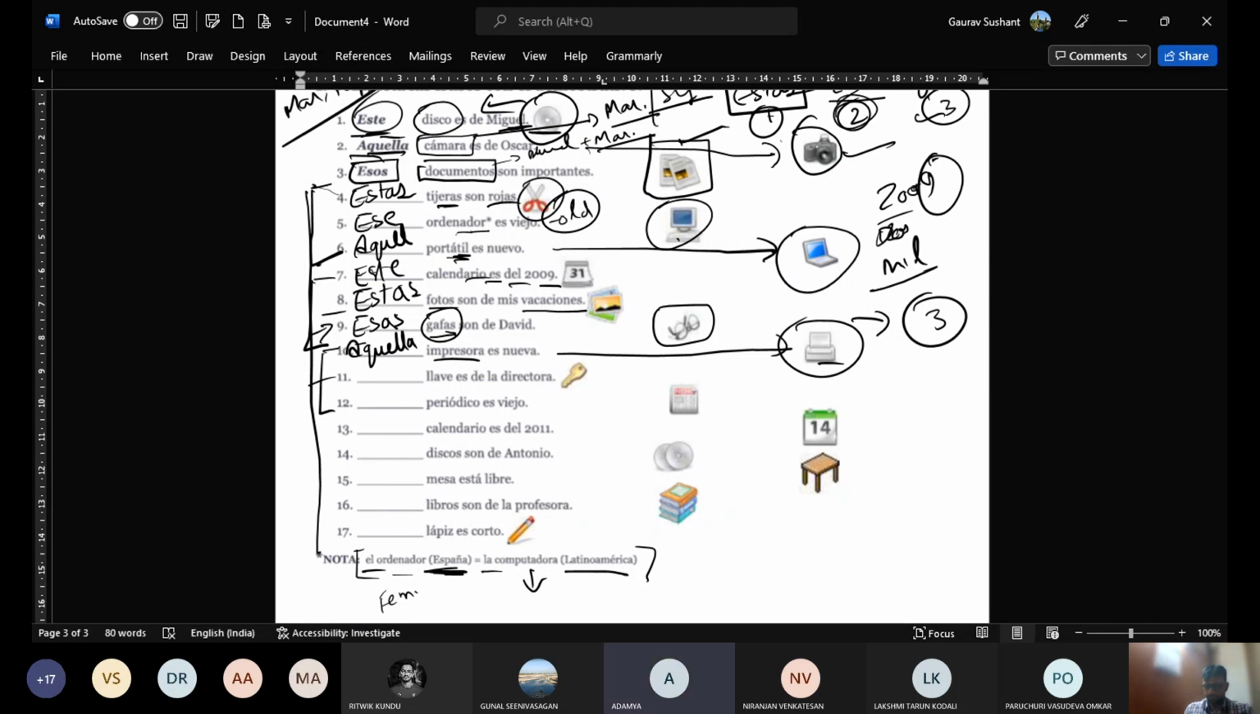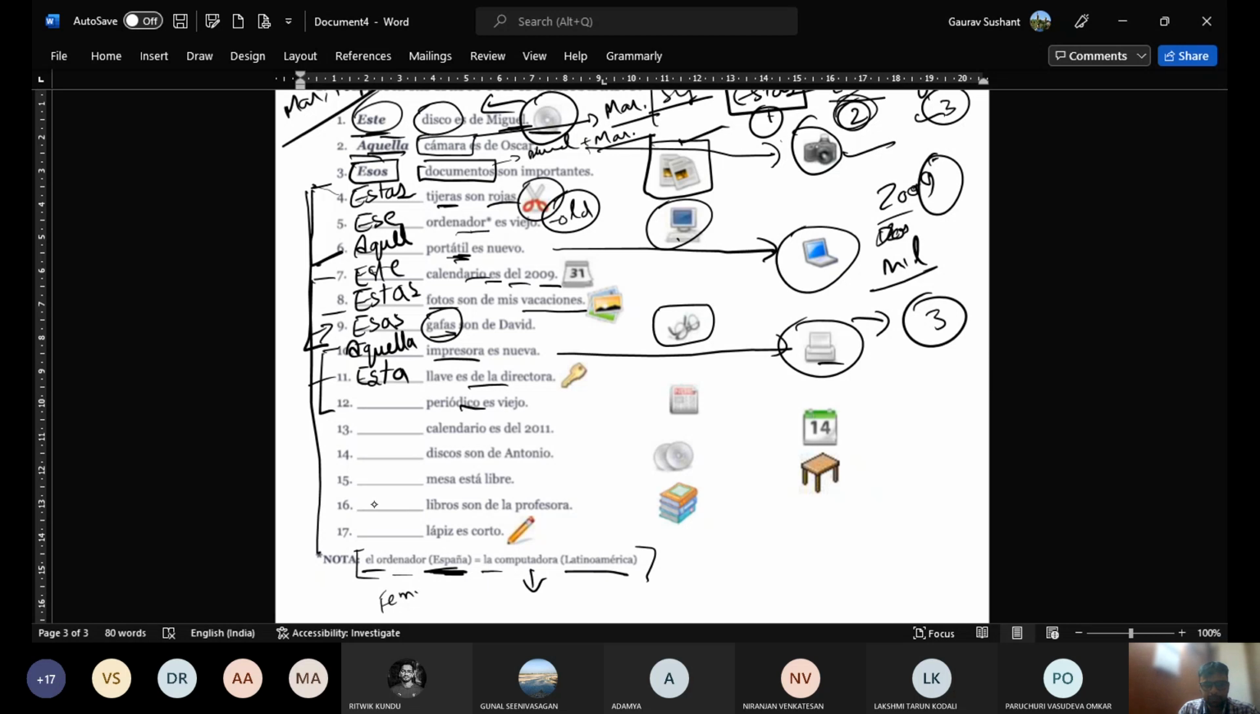Sir, este llave es de la directora. Yeah, so here there is a small change. Llave is a feminine word, a feminine noun. So we have to use esta. It's an exception. So it will be esta llave es de la directora. So that key is of the director. That is director's key. That is the better way to say in English. But in Spanish, this is how we say es de la directora.